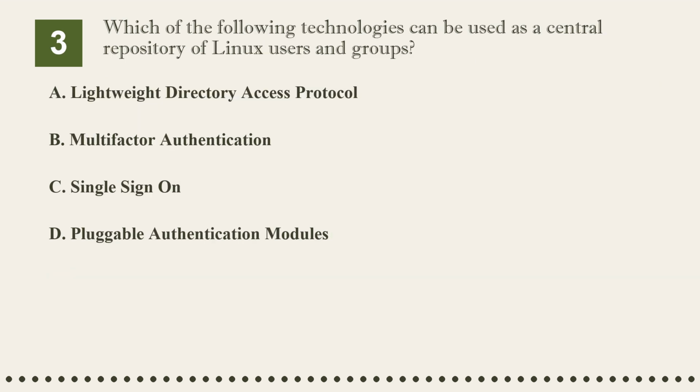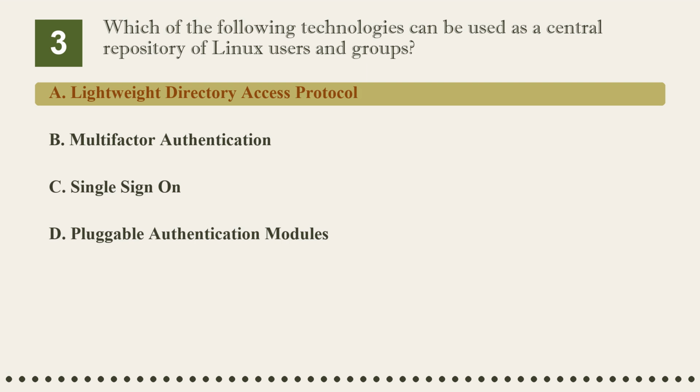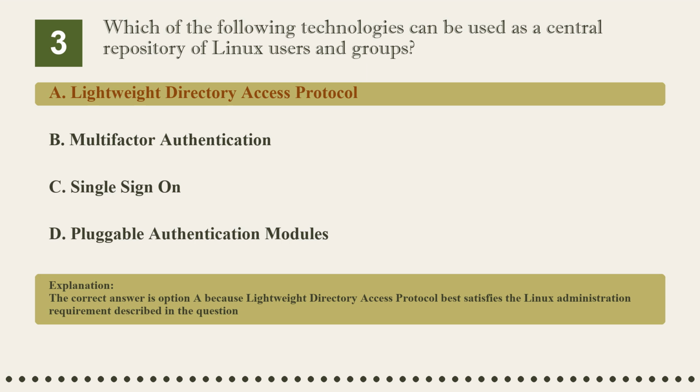Question 3. Which of the following technologies can be used as a central repository of Linux users and groups? Option A, lightweight directory access protocol. Option B, multi-factor authentication. Option C, single sign-on. Option D, pluggable authentication modules. The correct answer is option A, lightweight directory access protocol. The correct answer is option A because lightweight directory access protocol best satisfies the Linux administration requirement described in the question.